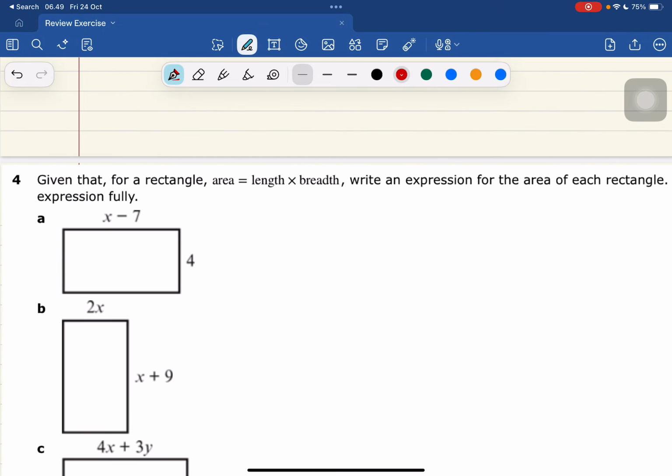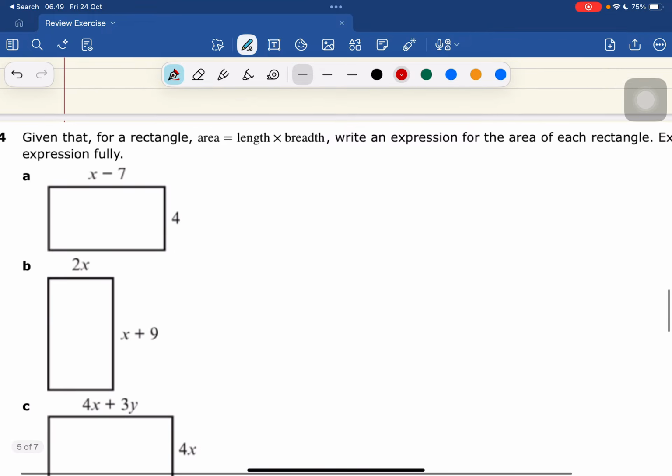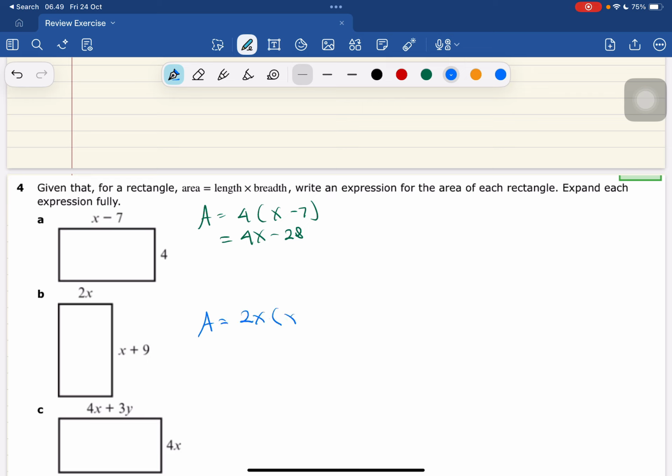Okay, given that for the rectangle, area is length times width, write an expression for the area for each rectangle. Expand each expression fully. So the area for A is going to be 4 multiplied by x minus 7. Expanded is going to be 4x minus 28. Next, area for B is 2x multiplied by x plus 9. Expanded is 2x squared plus 18x.